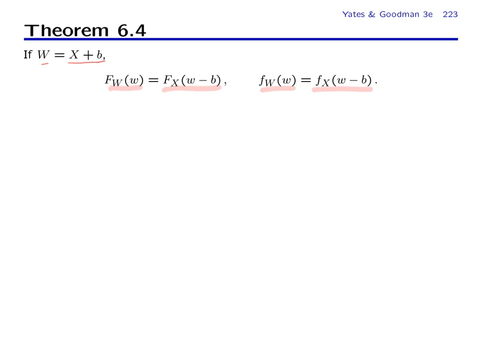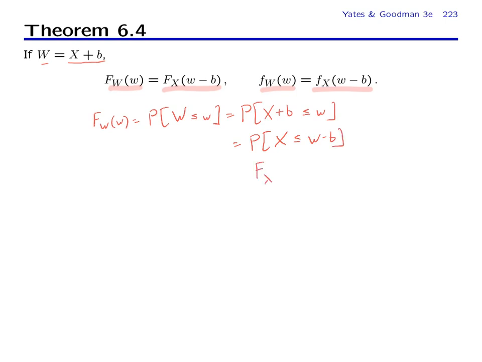And this theorem actually is so simple we can just write down the proof right off the top of our head. The CDF of W is the probability W is less than or equal to w, which is the probability that X plus b is less than or equal to w. And this is the probability X is less than or equal to w minus b. And that's just the CDF of X at w minus b. And then, of course, the PDF just follows by taking a derivative.